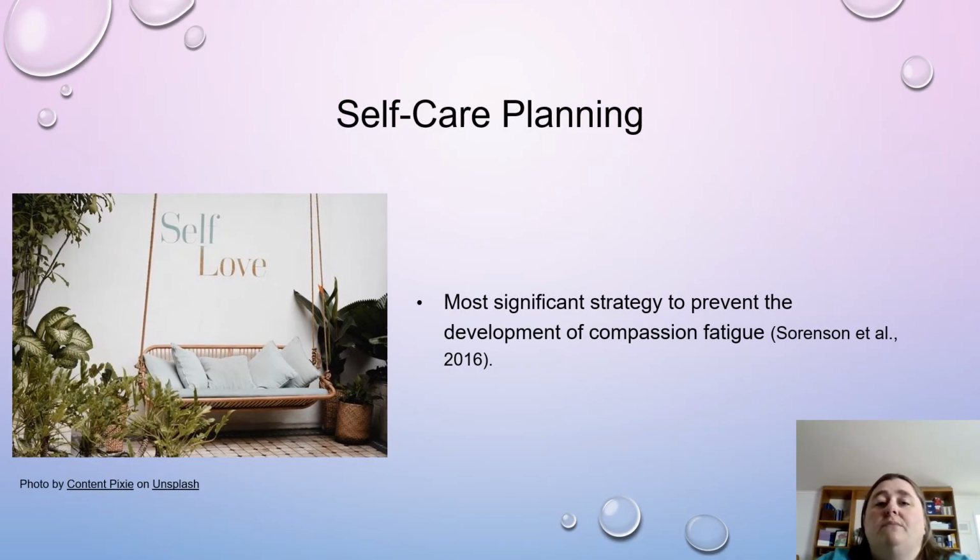Now that you have developed a self-awareness by completing the ProQOL and by learning about the signs and symptoms of compassion fatigue, it's important to think about what you can then do to cope with this. So self-care has been reported as one of the most significant strategies to prevent the development of compassion fatigue. In the upcoming slides, we will further discuss the toolbox that each of you already have in place, as well as strategies you can add to your toolbox to decrease your compassion fatigue and increase compassion satisfaction and resilience.